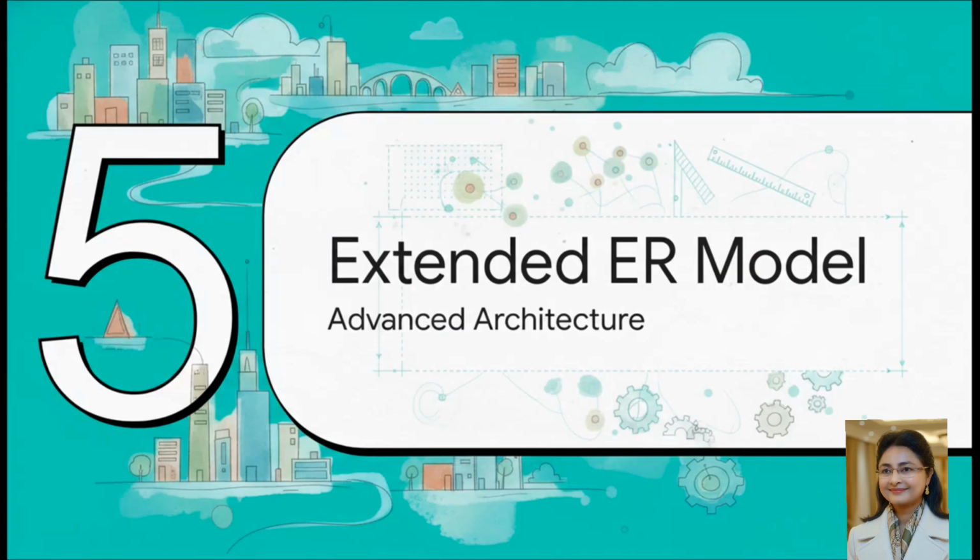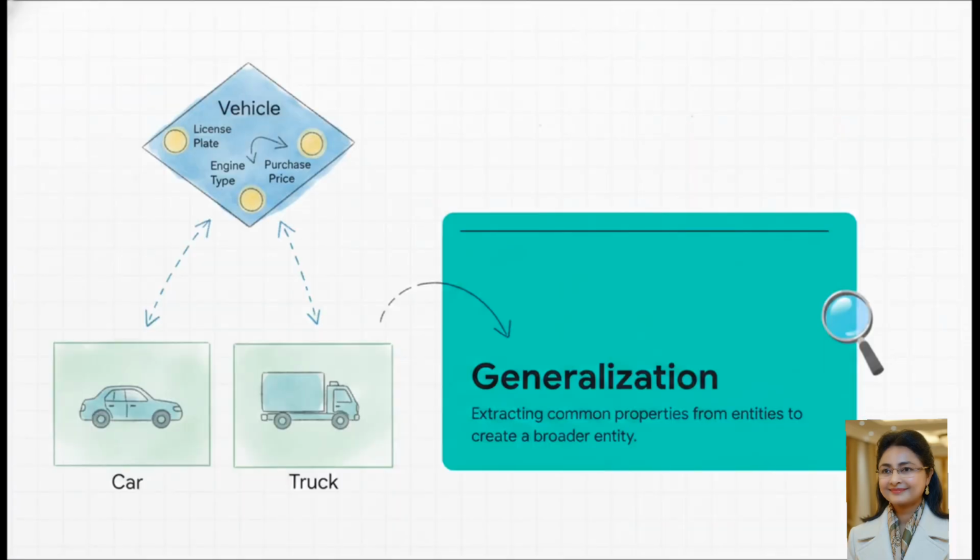Section 5, the extended ER model. Because as our city grows, we need some advanced planning tools. As our database city grows and evolves, those basic tools just aren't quite enough anymore. We need more advanced planning tools to handle real-world complexities. The first of these advanced tools is generalization. Think of this as a bottom-up design approach. We look at distinct data points and we find the common ground.